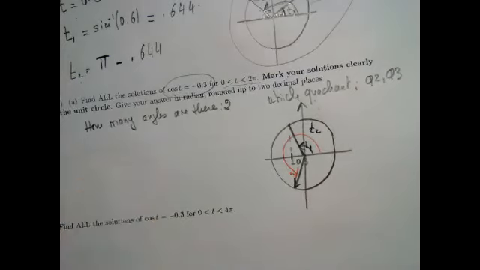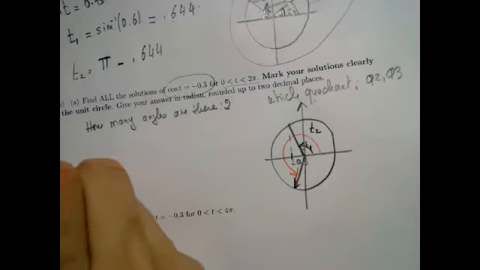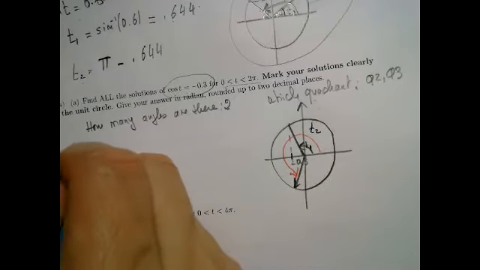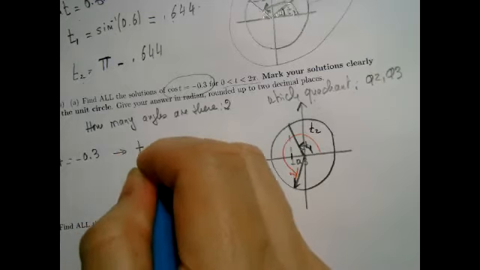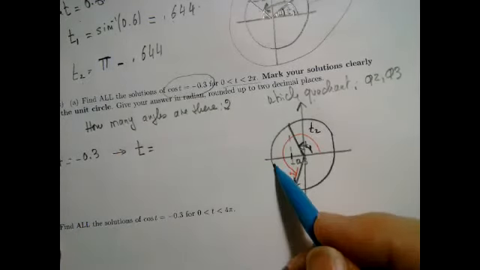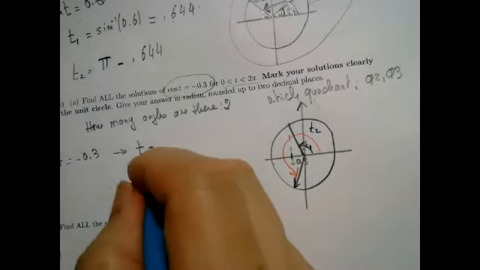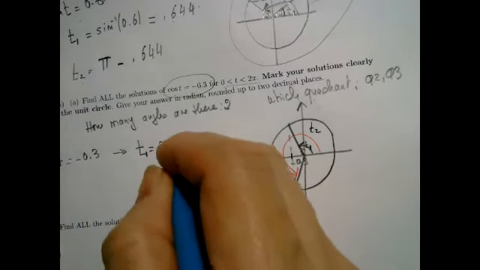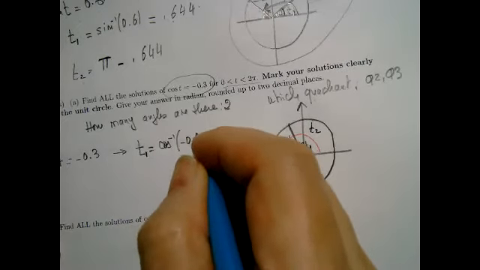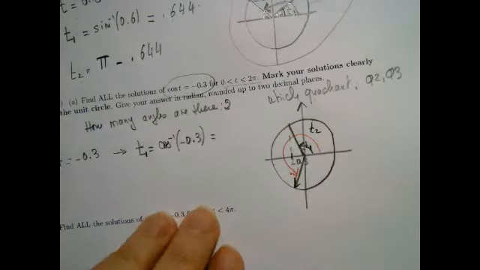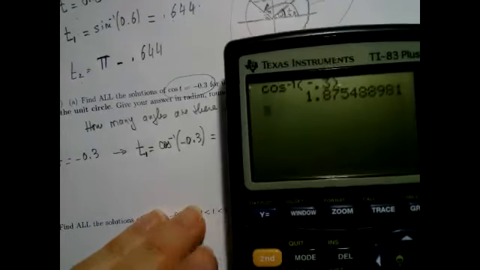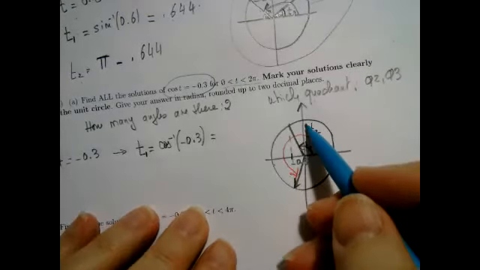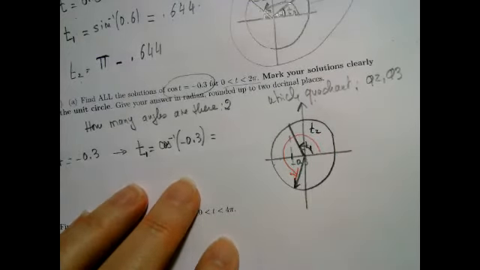So let us find them. Cosine t is minus 0.3. The calculator gives me one of them, the one between 0 and pi. That's the cosine inverse of minus 0.3. If I plug this into my calculator, the angle has to be between pi over 2 and pi. So I'm getting 1.875.